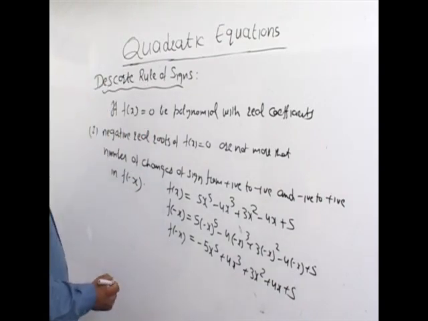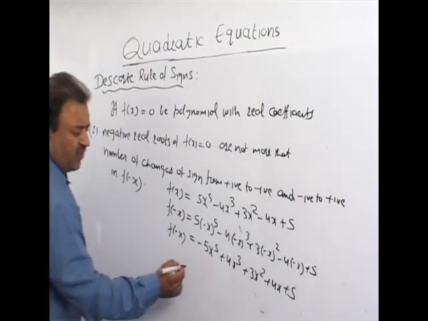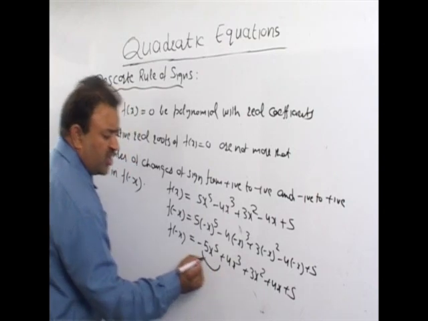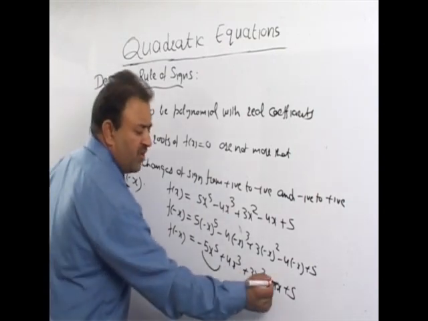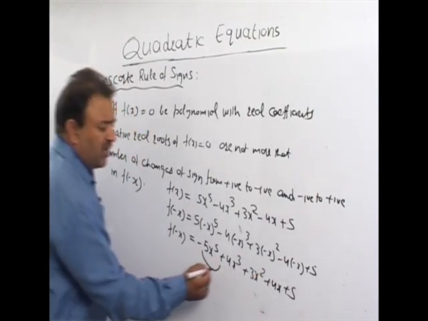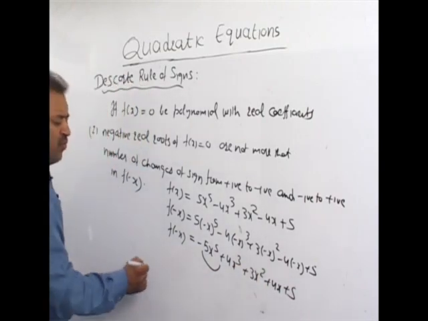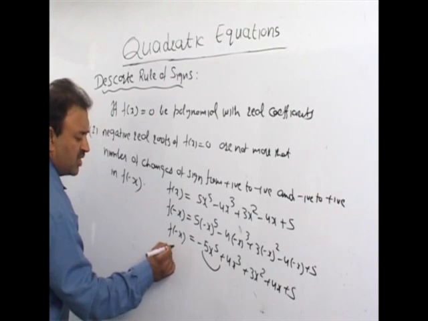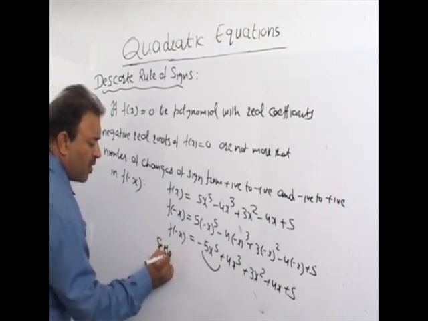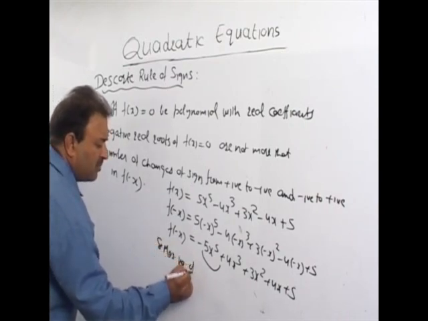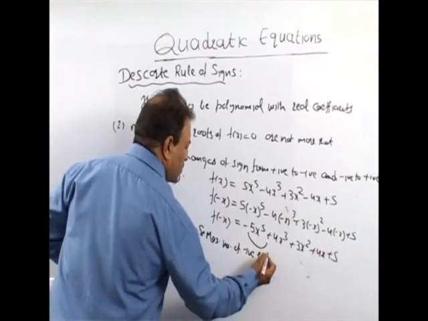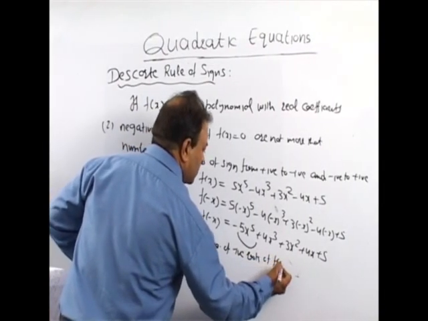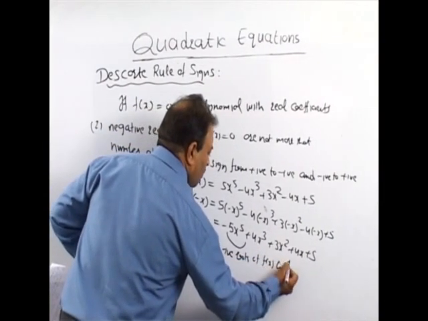So now we look upon the changes. If we see carefully, there is only one change from negative to positive, otherwise all other signs we get a positive sign. So we'll say there is one change of sign, so maximum number of negative roots of f(x) is 1 only.